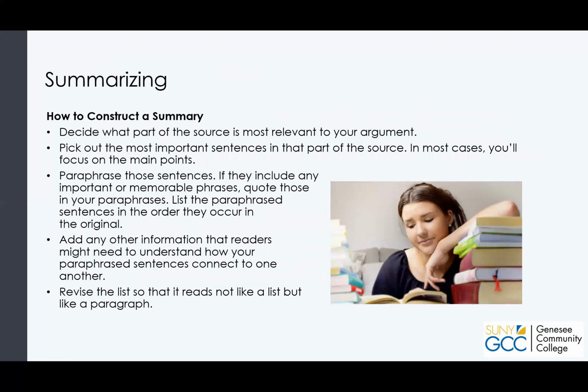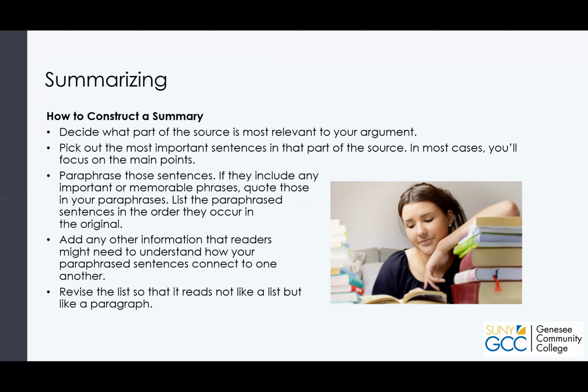And summarizing. Our final very popular way of pulling in information from sources is summarizing them. So how do we construct a summary? We decide what part of the source is most relevant to our argument. We pick out the most important sentences in that part of the source. In most cases, you'll focus on the main points. Paraphrase those sentences as we just discussed. If they include any important or memorable phrases, quote those into your paraphrase.